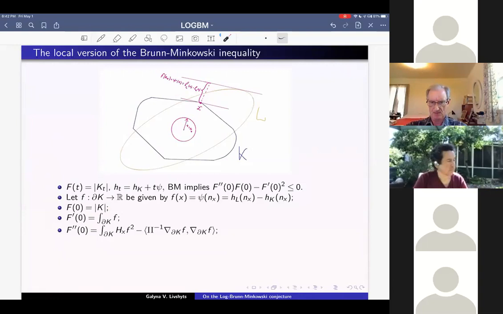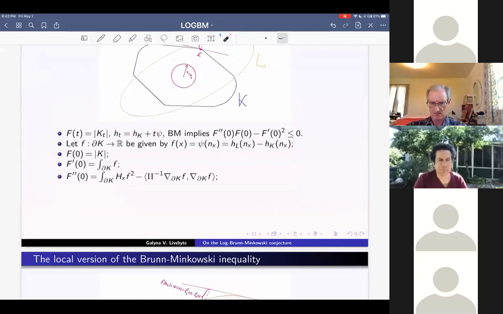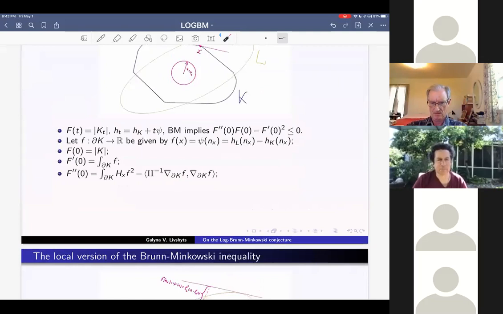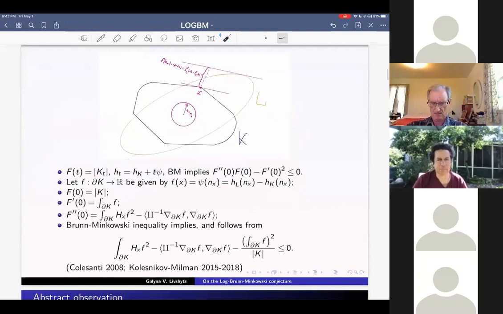There are different ways to do it, using Chang-Yao calculus, for example, or using ideas from geometric flows and integrating by parts on the boundary. So it has an expression, as written here, in terms of the mean curvature and the second fundamental form. And this is the boundary gradient, the Levi-Civita connection of the manifold, which is the boundary of K. In other words, to summarize, the Brunn-Minkowski inequality implies and follows from this inequality here, because I just rewrite it and plug in the formulas that were obtained. It was derived by Colesanti in 2008, and Kolesnikov and Milman re-derived it in their 2015 paper.